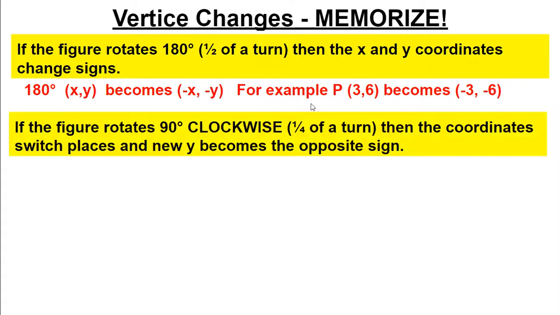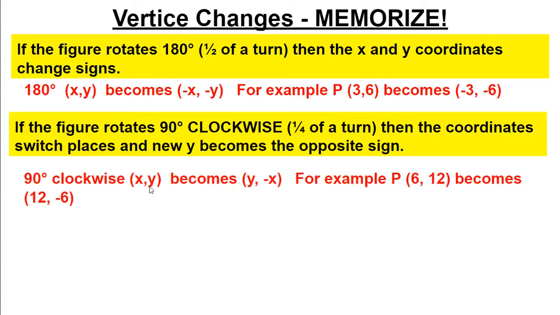If the figure rotates 90 degrees clockwise, that's a fourth of a turn down, right? Clockwise would be down. Then the coordinates switch places, and the new Y becomes the opposite sign. Let's take a look. Here's 90 degrees clockwise. It was X, Y. They're going to switch places. Y is going to become the new X, and X is going to become the new Y, and the new Y is going to become the opposite of what it was. So if P was 6, 12, it would become 12, negative 6.